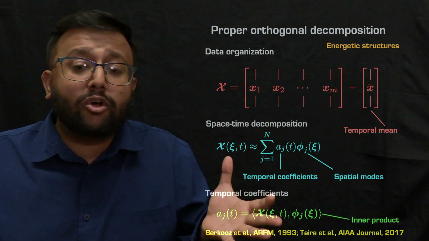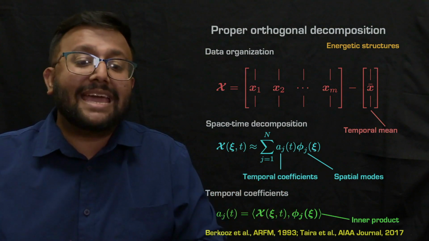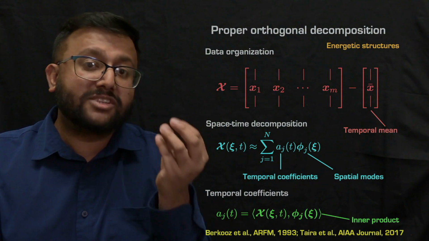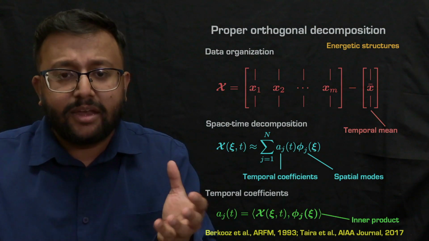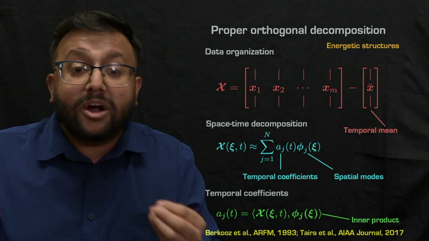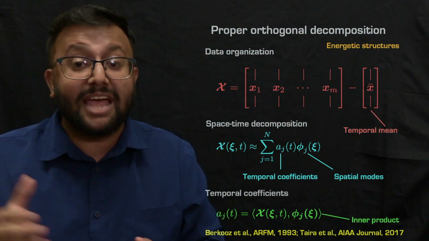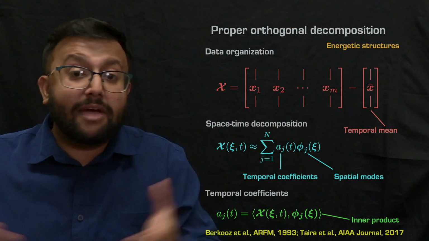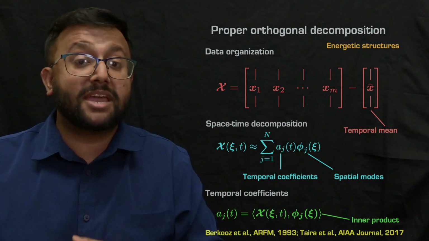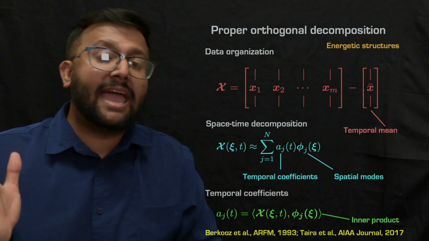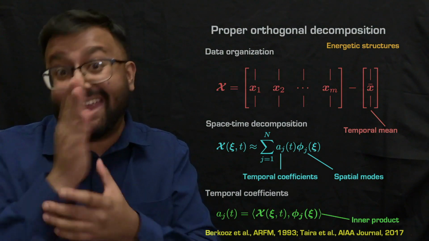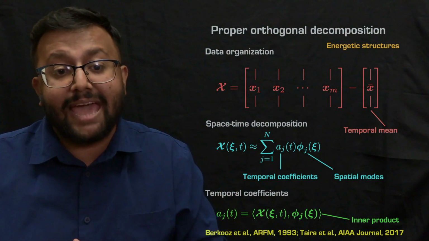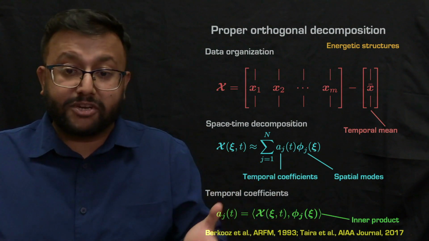To compute the temporal coefficients, all you need to do is take an inner product of the POD mode with the stacked matrix X at every time. Now, why does this work? Well, this works because the POD modes themselves are orthogonal to each other. So because they're orthogonal and we have this nice property associated with POD modes, just taking an inner product with the columns in your stacked matrix X, we can get the temporal coefficients.